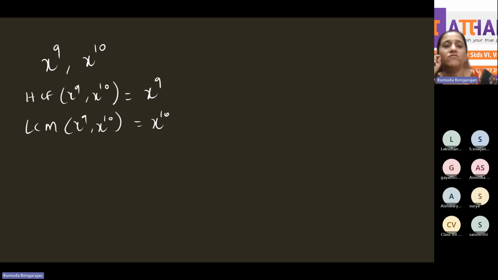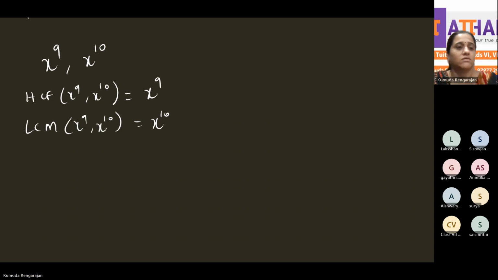We have two expressions, x to the power 9 and x to the power 10. Now we are interested in finding their LCM and HCF. Both the literals are x. The one with the least power will be the HCF. The one with the highest power will be the LCM. Now you can extend it to this.